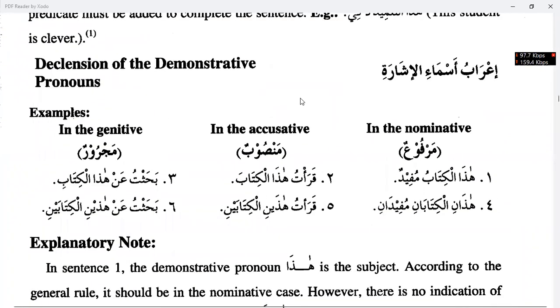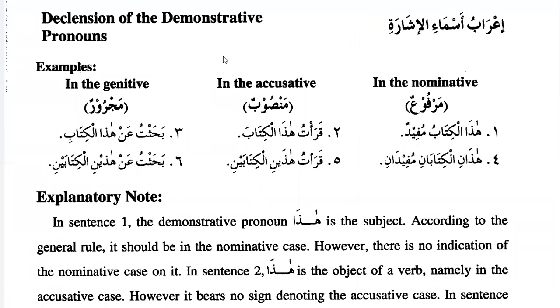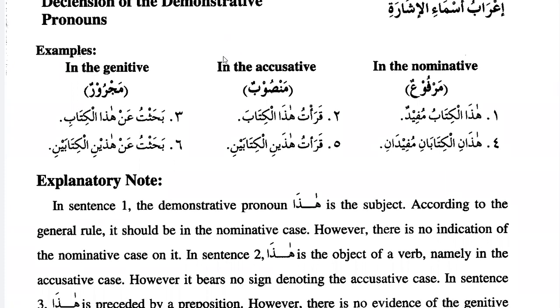Okay. From here, the declension of the demonstrative pronouns. Irabul Asma il Ishari. Examples. In the nominative, marfu: Hadhal kitabu mufidun. This book is beneficial. Qara'tu hadha al-kitab. I read this book. Ba'athtu an hadha kitab. I searched for this book. That's in the genitive. In the nominative, hadhani kitabani mufidani. These two books are beneficial.